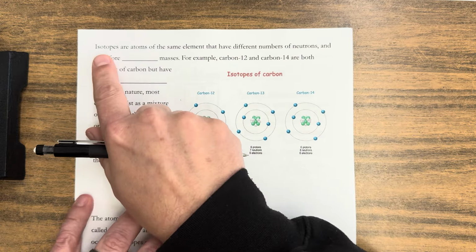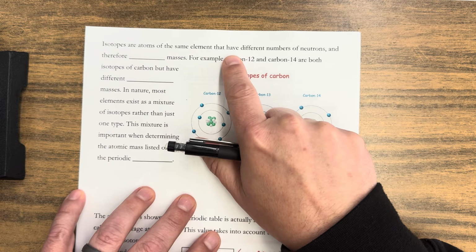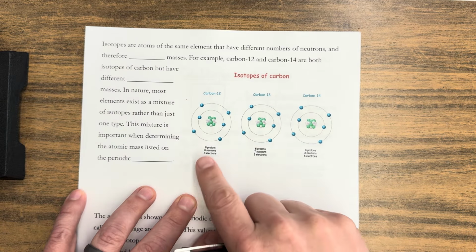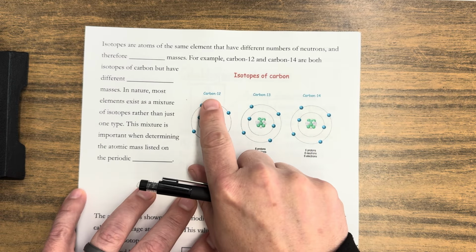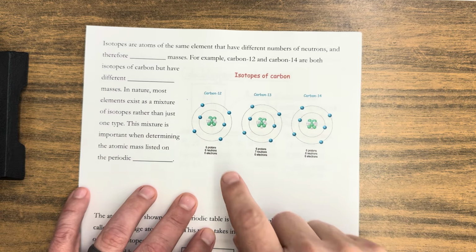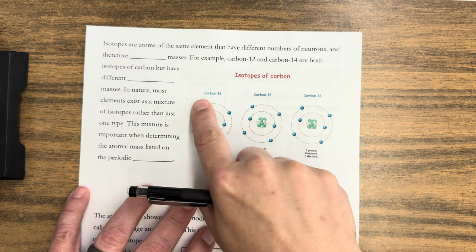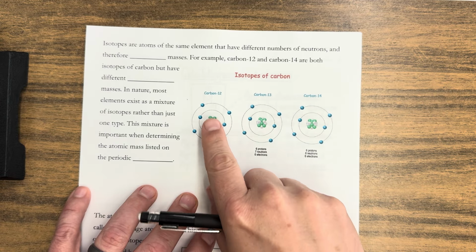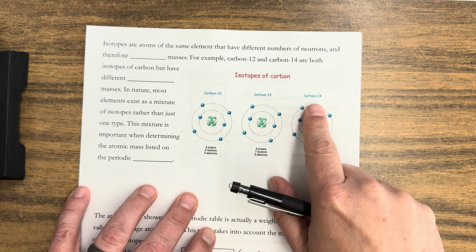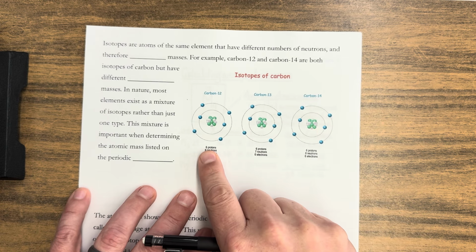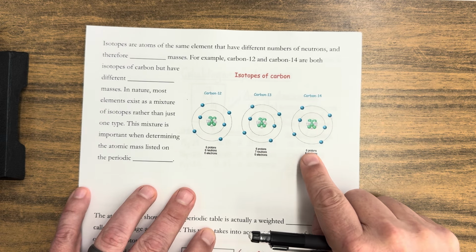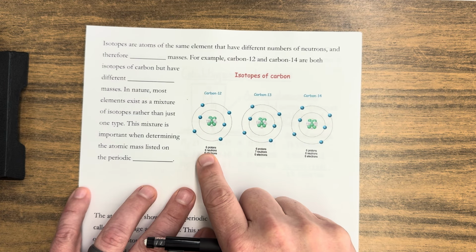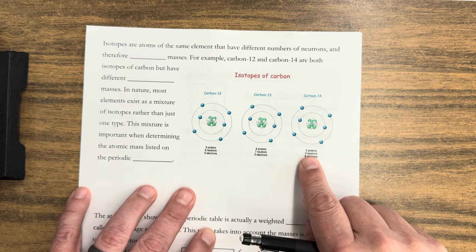All right, isotopes. Isotopes are atoms of the same element that have different numbers of neutrons and therefore different masses. So we're going to see this here. We're going to talk about this, but these are isotopes of carbon. So the three types of carbon I have are here, carbon 12, 13, and 14. And this is just a reminder. All three of these different carbons have the same number of protons, 6 protons, 6 protons, 6 protons. The only thing that's changing between 12, 13, and 14 is the number of neutrons. I'm increasing the number of neutrons, okay?